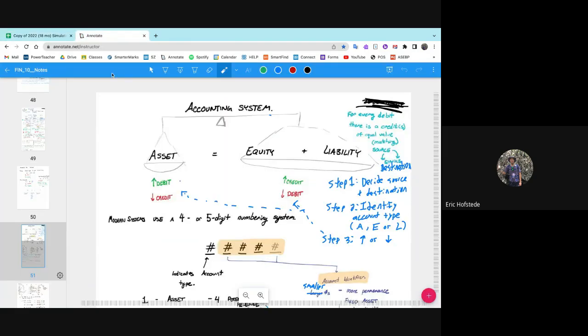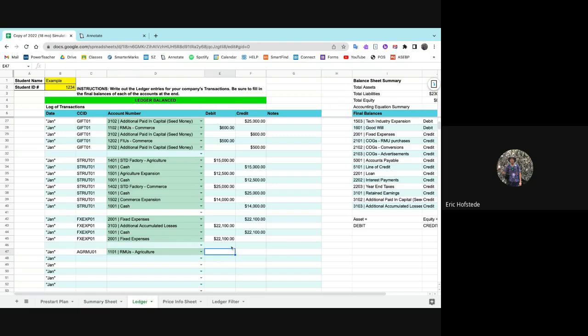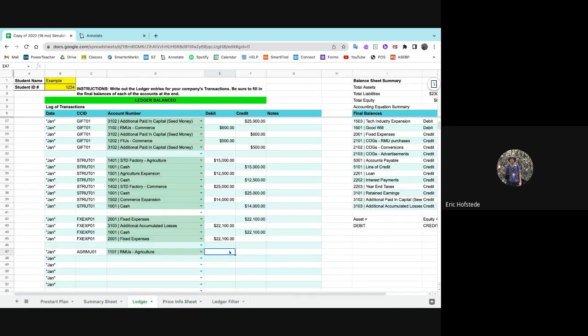All right. And since it's an asset, I'm going to gain it by debiting it. And this is a really common mistake: I'm not actually going to gain RMUs of $6,000 value. I'm going to gain RMUs at their book cost, which is 300 each. And since I bought 10, well, you can do the math in here if you really want to. 300 times 10 equals $3,000 worth of RMUs.